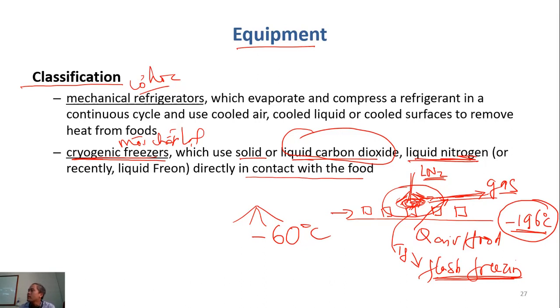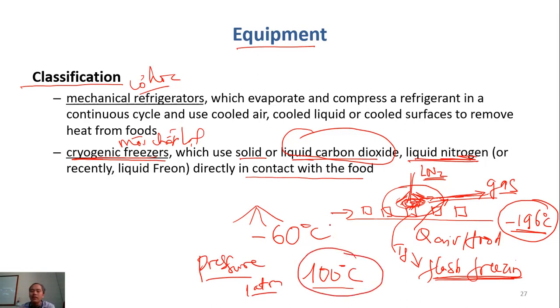Water boils at what temperature? 100 degrees C. Remember, the boiling point is dependent on the pressure of the environment. At 1 atmosphere, at our pressure, water boils at this temperature, liquid CO2 boils at this temperature, liquid nitrogen boils at this temperature. Okay. Now we go back to the other group, equipment, mechanical refrigerators.